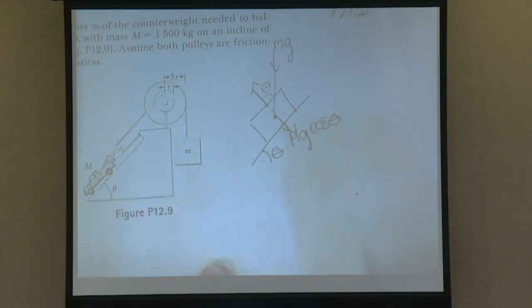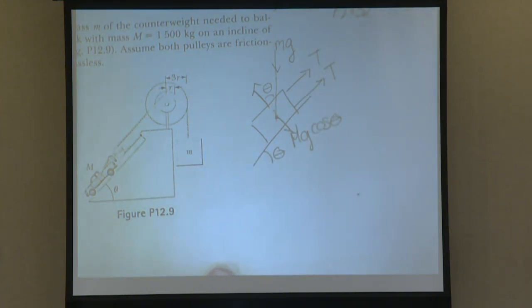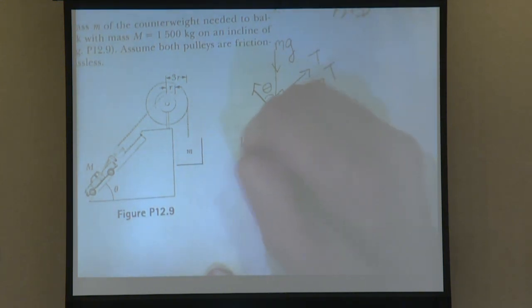Then we have 2 ropes attached to it, so there are going to be 2 tension forces going this way that are going to be the same. And going downwards is mg sine angle.